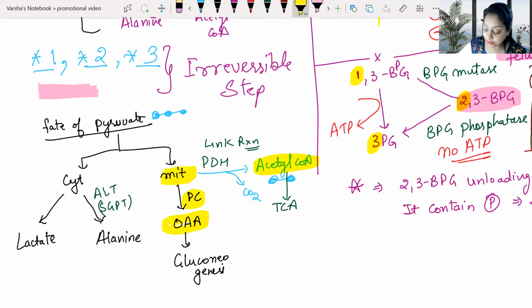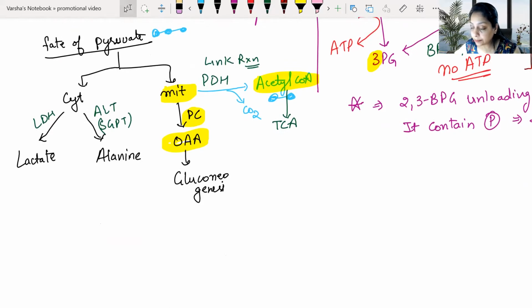Lactate and alanine, that is cytoplasmic synthesis, right? Lactate dehydrogenase or ALT is being involved here. So these are the two fates of the pyruvate. Now that is being done. Let's see what else is left.